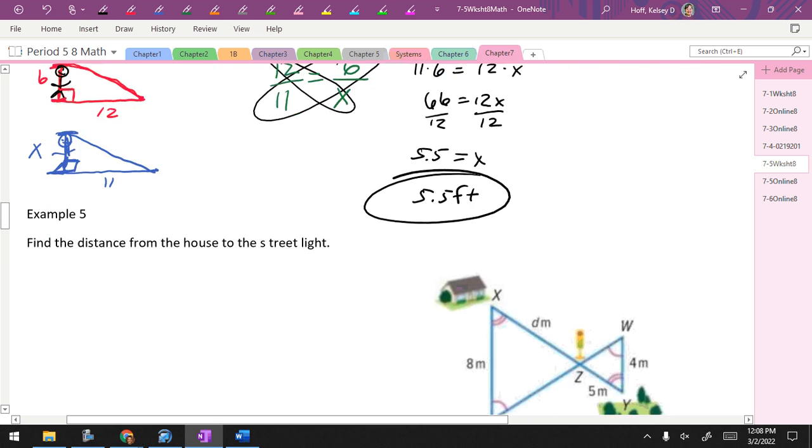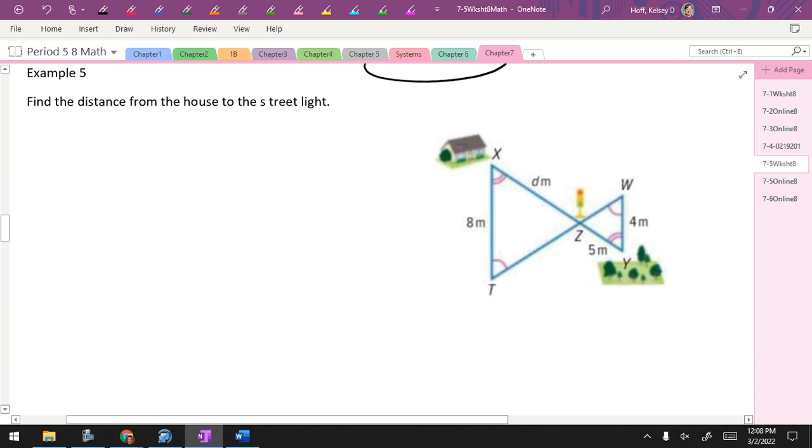Okay? One more. Find the distance from the house to the street light. Everybody see that we're trying to find the length of D? This looks like a picture from 7.4 the other day when we used all the shapes to match up the numbers. Remember doing that? So if I put a square around 8 meters, 8 is between 2 swoops on X and 1 swoop on T. What does 8 match up with? 4.